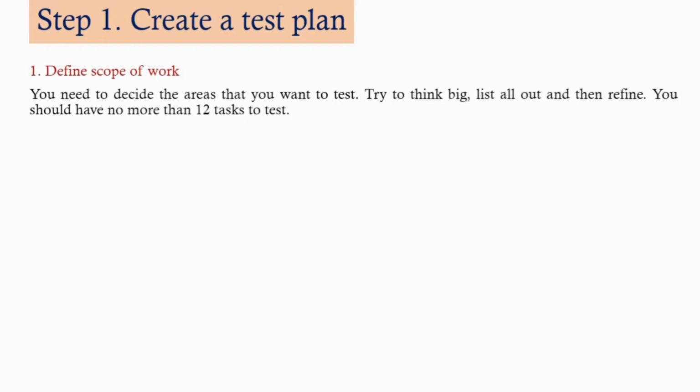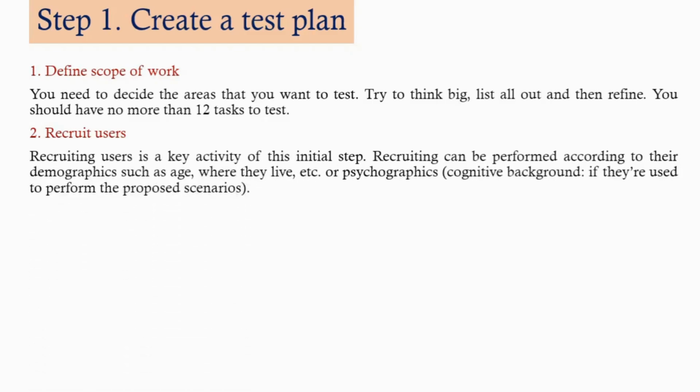We'll start with the first step, that is to create a test plan. When it comes to creating a test plan, we must define the scope of work first. Every facilitator needs to decide the areas in which he or she wants to perform the test. Remember, try to think big, list out all the tasks, and then refine it. You should not have more than 12 tasks to test, otherwise the user will get bored. So you must define your scope of work properly, then try to recruit the users, meaning participants.